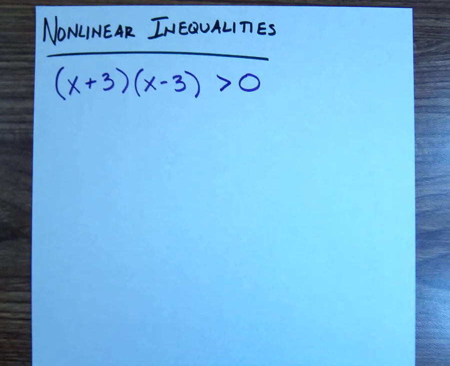Okay, so solving these, when it's nonlinear, you already have multiple answers, right? You have two answers. Same thing here, except since it's an inequality, that means we're going to have way, way more than two answers. We are going to have infinite answers to this problem. We're going to have ranges of numbers for our answer.